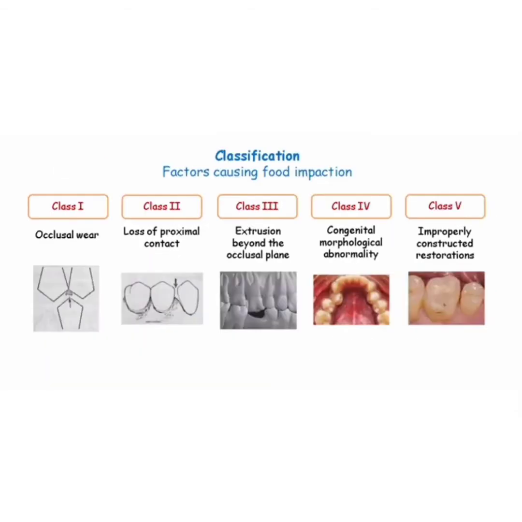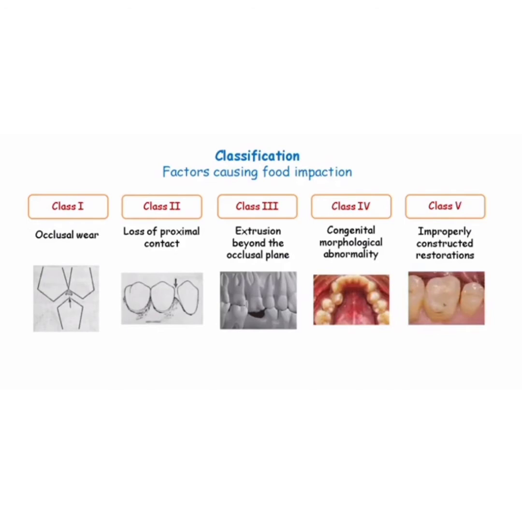Factors causing food impaction are classified into five types or five classes. Class 1 is the occlusal wear. In this picture, the occlusal wear of maxillary teeth are shown and lower teeth are touching directly to the contact area and causes wedging of food.